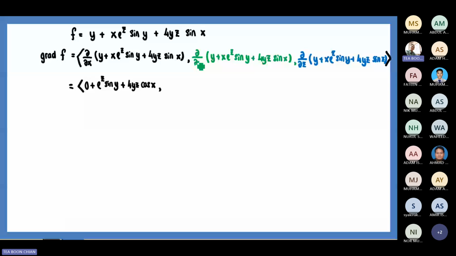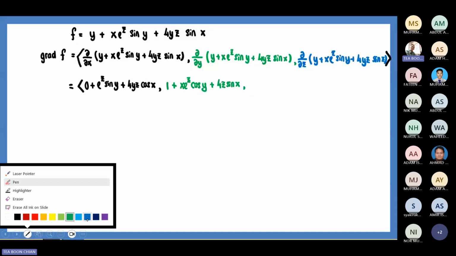Second, you now differentiate with respect to y. Well, y differentiated with respect to y, you obtain 1. Plus x exponent z sin y. Yes, there is sin y here, so put x exponent power z beside, differentiate sin y gives you cos y. Plus 4yz sin x. Yes, I have also y there, therefore I put 4z sin x beside. Differentiate y, you get 1. So just nice.